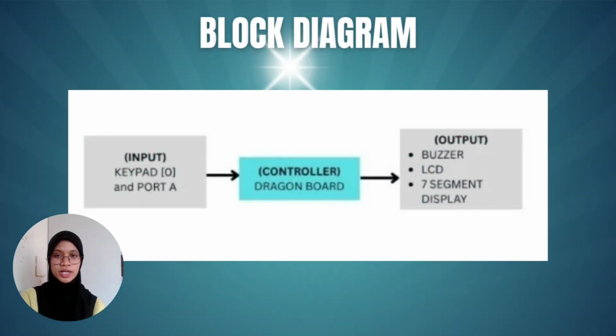For the block diagram, it consists of 3 parts, which are input, controller and output. For the input, we have keypad 0 connected to port A. Next is the controller. We use a Dragon board, and the output is the buzzer, LCD and 7-segment display.